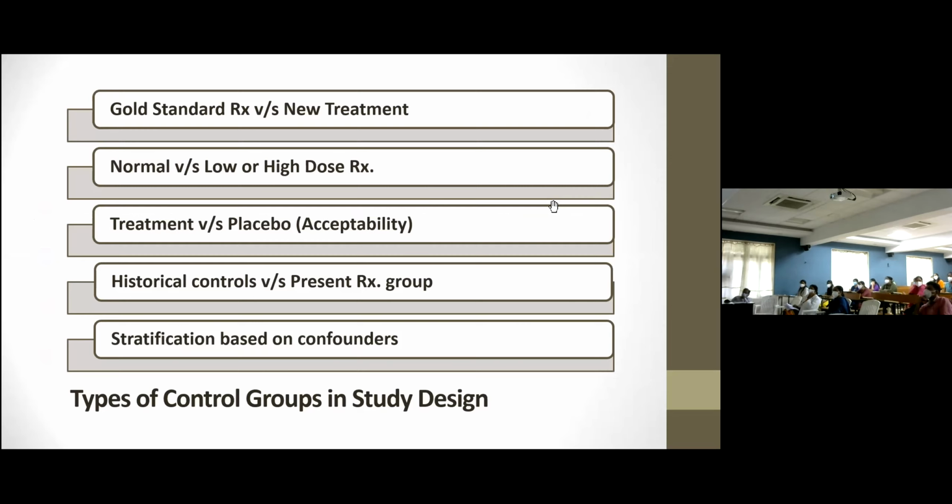So the randomized study designs will have these comparisons: gold standard versus new treatment, standard treatment versus new treatment, normal versus higher dose, low dose versus high dose, dose titration, treatment versus placebo, historical controls versus present treatment group, and stratification based on different confounders. I'll tell you what confounders are later, tomorrow or the day after. For the moment, just understand the types of control groups you can take. There will be a standard treatment and a new treatment, or a low dose and a high dose treatment. 100 milligrams of remdesivir for 5 days compared to 10 days of remdesivir is a sort of dose titration. Again, treatment versus placebo, plasma versus no plasma, and historical controls: those who were treated in the hospital earlier without plasma compared to the present group treated with plasma.